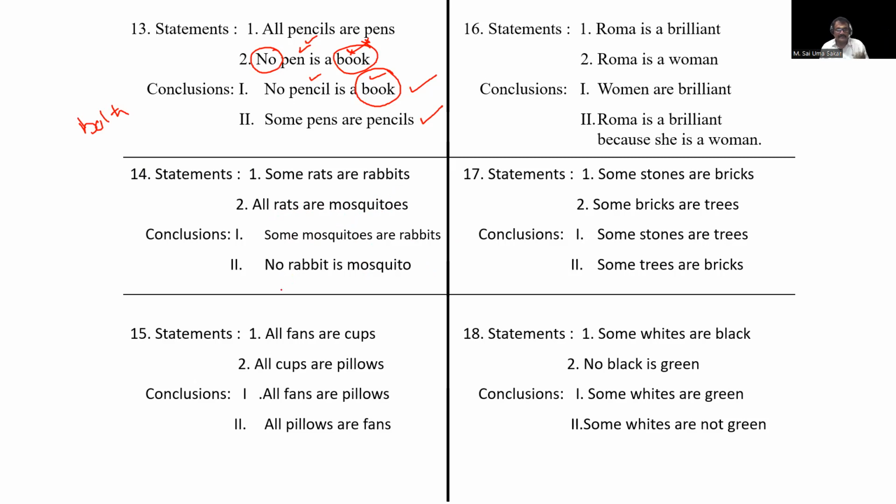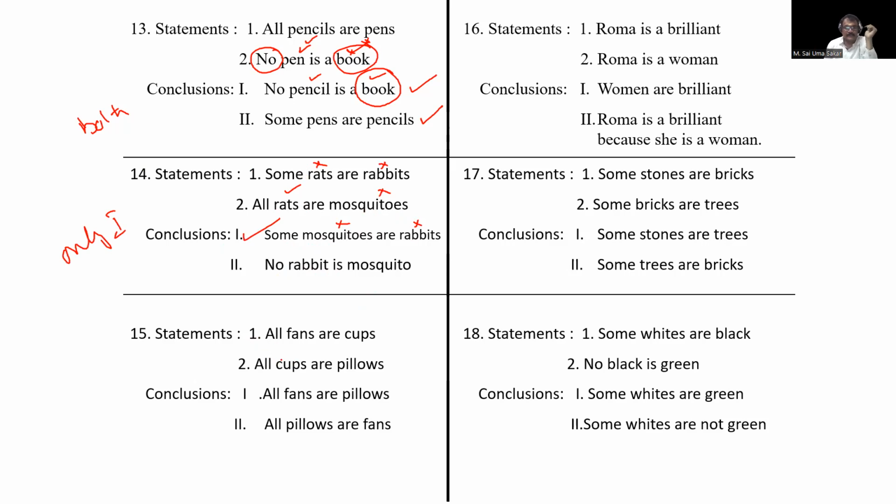Now come to the mediate inference. Here, what is the middle term? Rats. Is it distributed? Yes. Next, some mosquitoes are rabbits. Here, both the terms are not distributed. So this is a valid conclusion, a valid mediate inference. Here the second one is not valid. Why? Because both the statements are affirmative. If both the statements are affirmative, the conclusion is also affirmative. So what is the answer? The answer is only one follows.